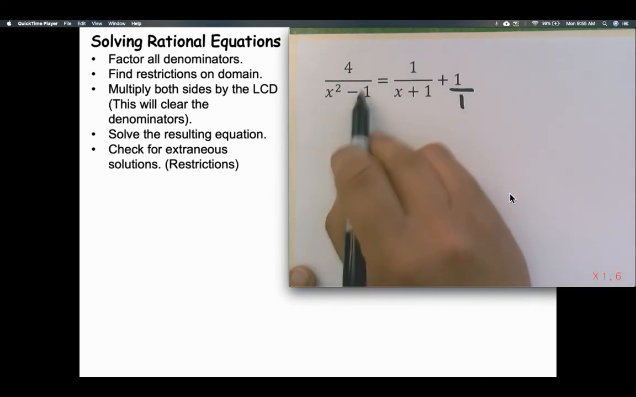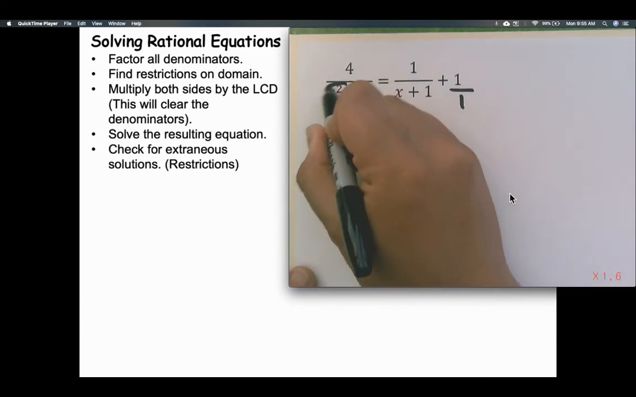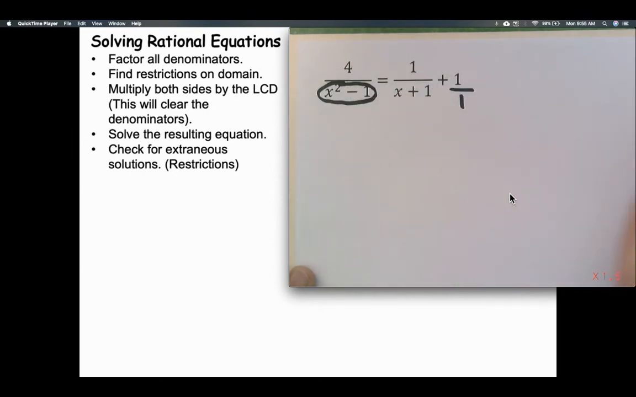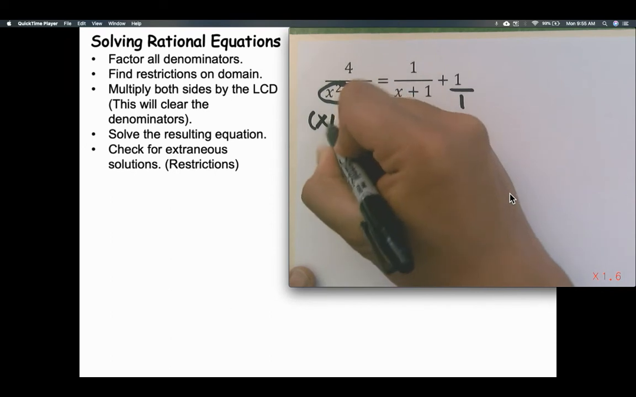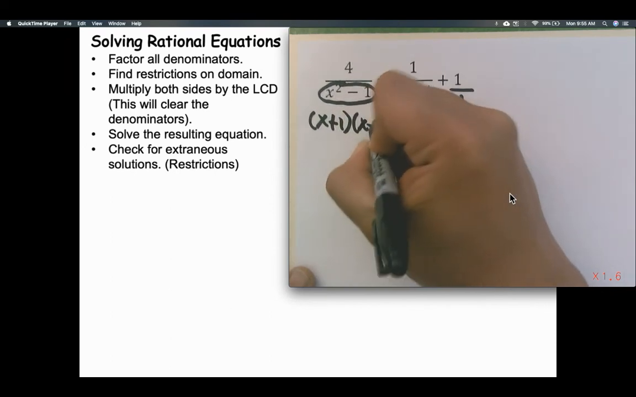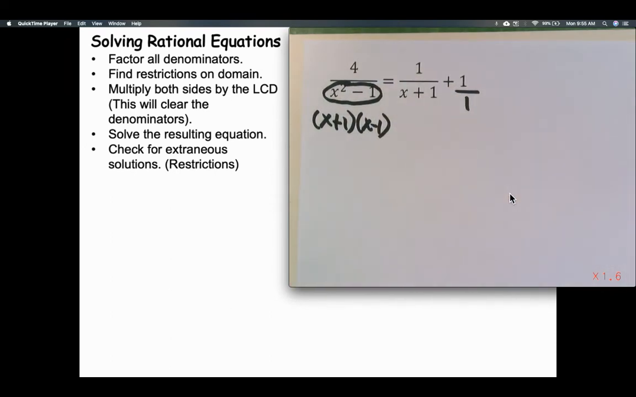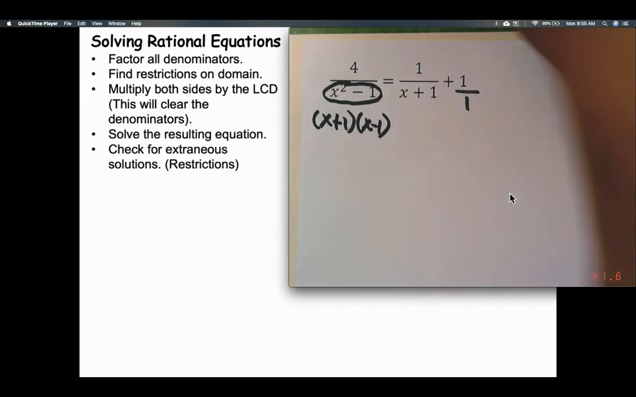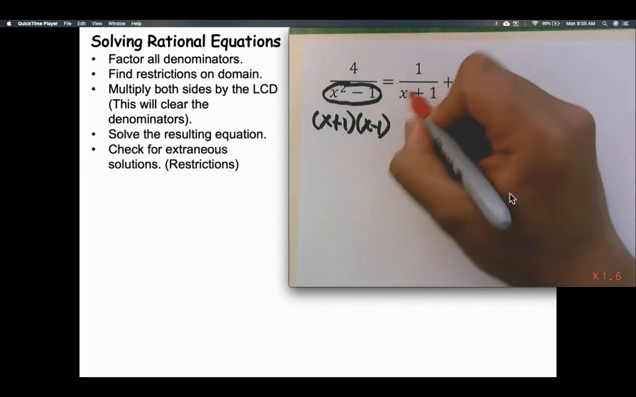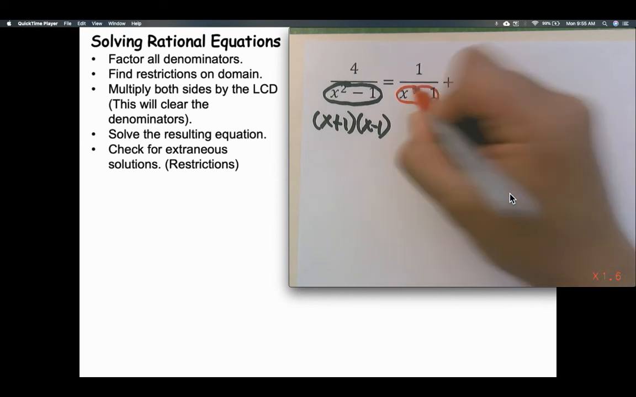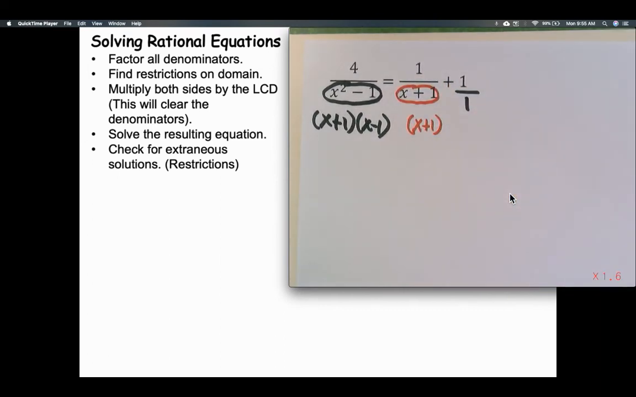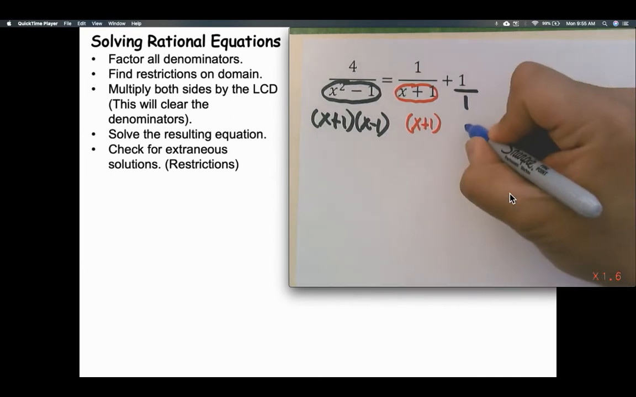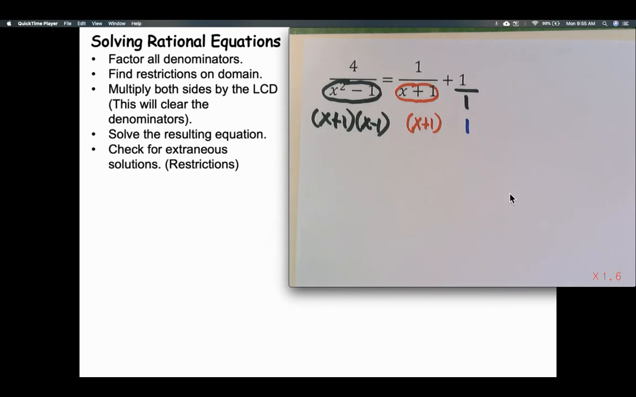This first one, x squared minus 1, that's a difference of squares. So this just quick factorization, x plus 1, x minus 1. That's why I said that those shortcuts are pretty helpful. Okay, so this next one, we got our x plus 1. That one just factors into an x plus 1. And our last denominator, which we didn't necessarily have to do because it's just a 1, is just a 1. Okay.